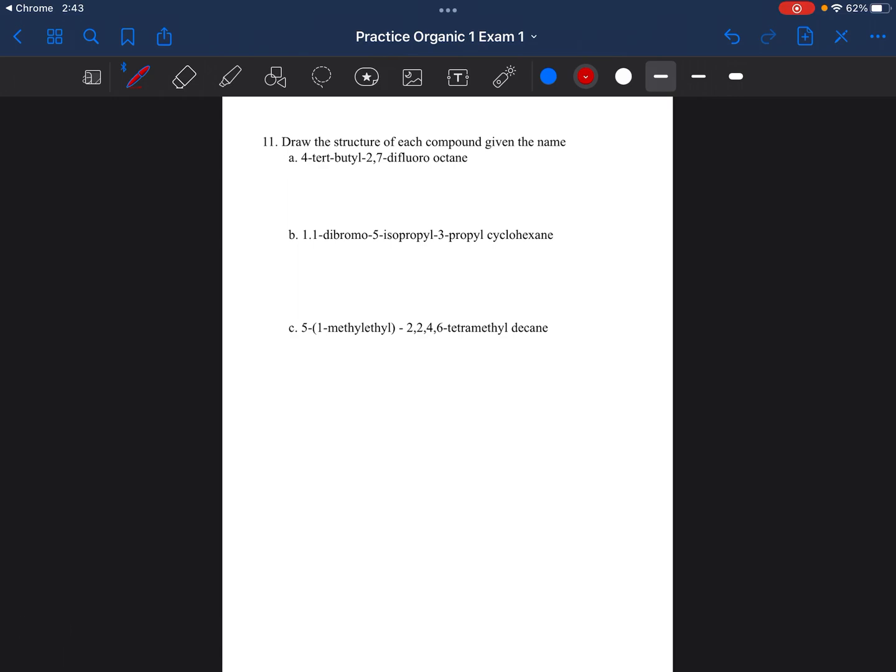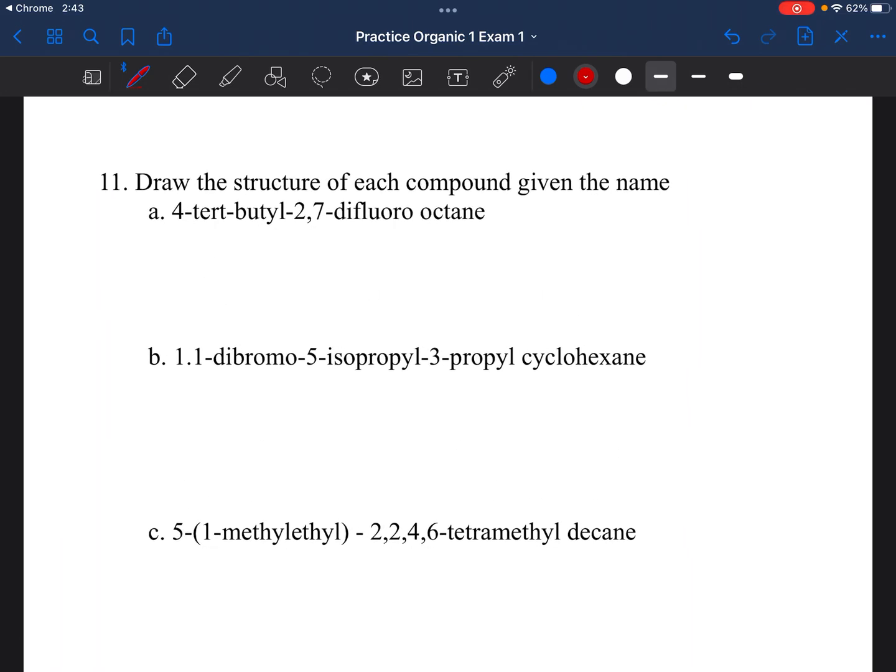Oh, very last type of problem, I will most definitely give you some names where you then have to draw them. I recommend draw that parent first. Octane. 1, 2, 3, 4, 5, 6, 7, 8. And then just make it as easy as possible. You've got, let's see, a tert-butyl group on carbon 4. So if I count 1, 2, 3, 4, I can put a tert-butyl group. And then on carbon 2, 3, 4, 5, 6, and 7, I have 2 fluorines.